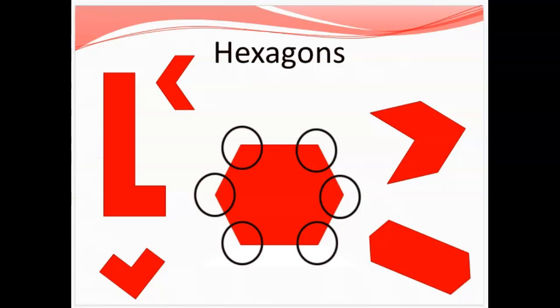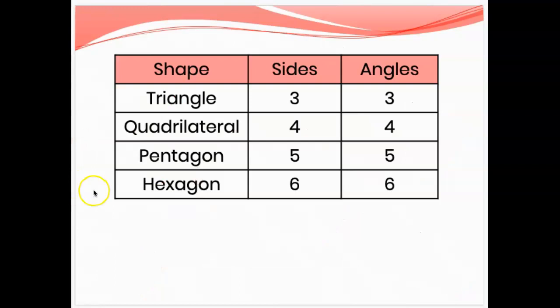Let's add hexagon to our chart. Hexagon, six sides, six angles. Pause to write hexagon on our chart. You should now have a chart that will help you with your work today. You should have 1, 2, 3, 4 different shapes on your chart.